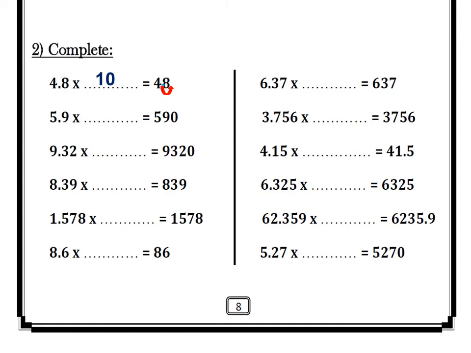6.37 times what equals 637? My decimal point was between the 6 and the 3. It moved 2 steps. This is the new position of the decimal point, where we said when I have a decimal point and the 0, I can just erase them. So it moved only 2 steps, so it's going to be multiplying by 100. 5.9 times what equals 590? Here was the decimal point. It moved 1, 2 steps, so I'm going to multiply by 100.